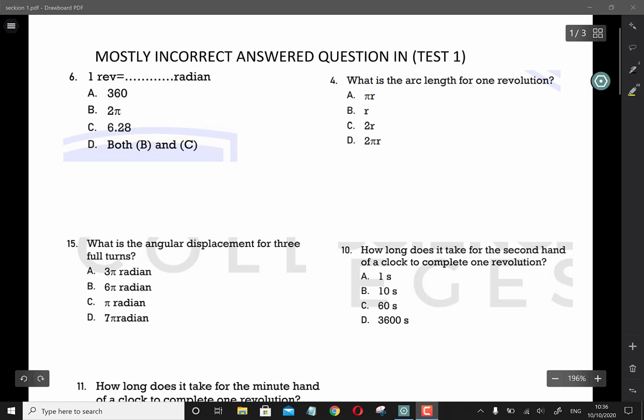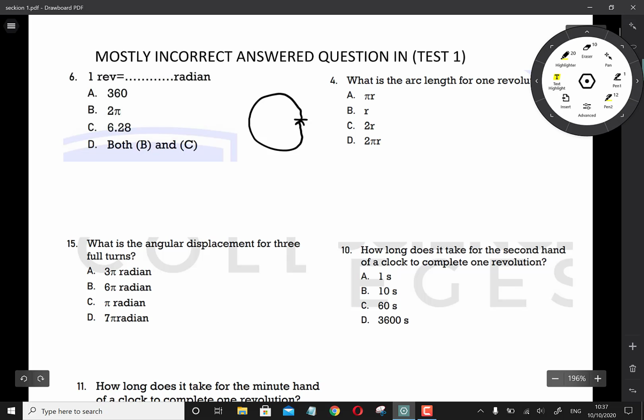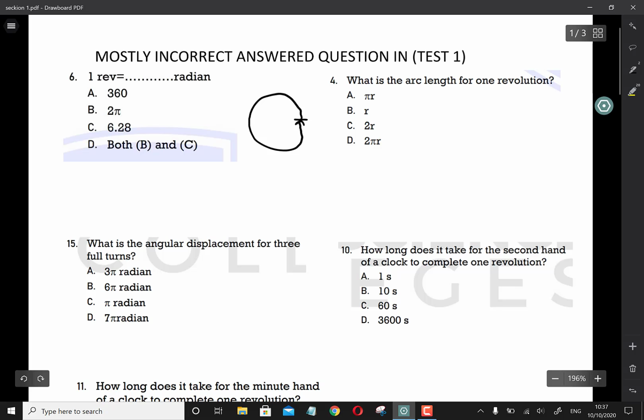1 revolution means the object will start from one point and come back to the same point again. So this is one revolution, and this one revolution is equal to 360 degrees, but that is in degrees. The answer must be in radians. This is not correct for that reason.